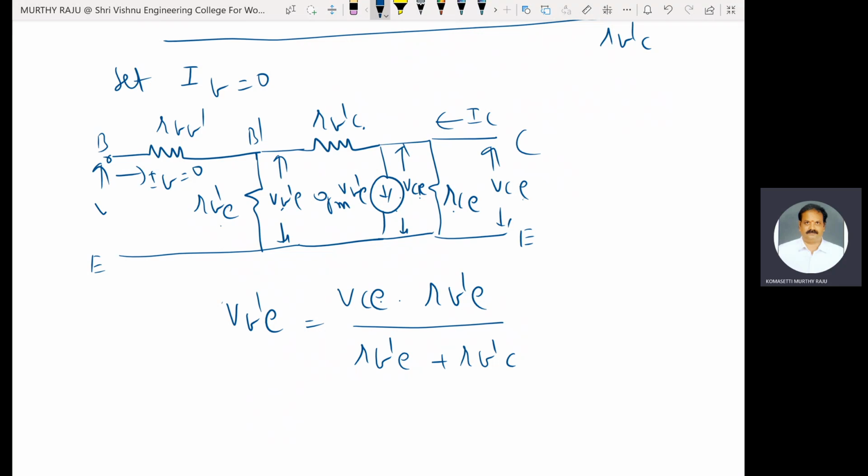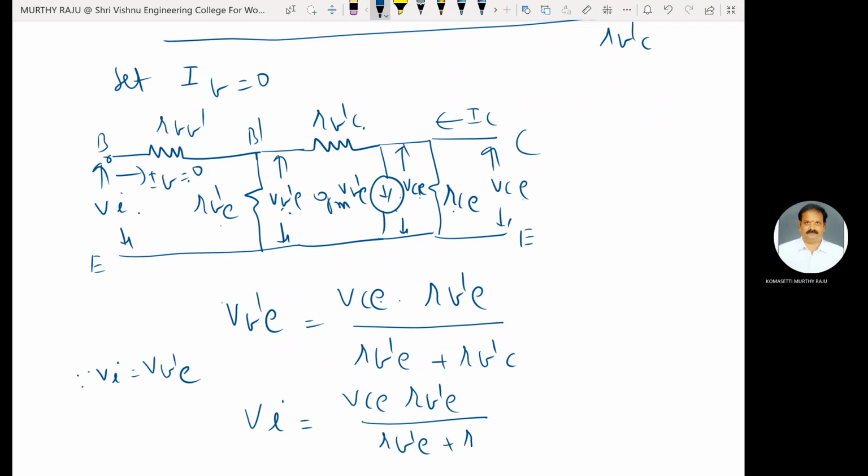Here VI is VB dash E because IB is equal to 0, so the drop across RBB dash is also 0. Since VI is equal to VB dash E, therefore VI is equal to VCE into RB dash E by RB dash E plus RB dash C. This is equation 1.